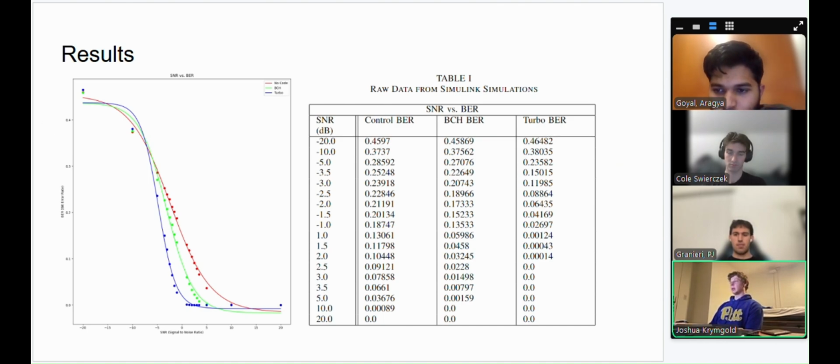One interesting side effect of this is that at certain points we see negative coding gains, as the control actually has a better bit error rate at the same SNR as BCH and turbo at these levels, simply because the data is becoming more and more random. It also shows that the BCH and turbo coding algorithms don't do well in either case once you surpass a certain volume of errors.